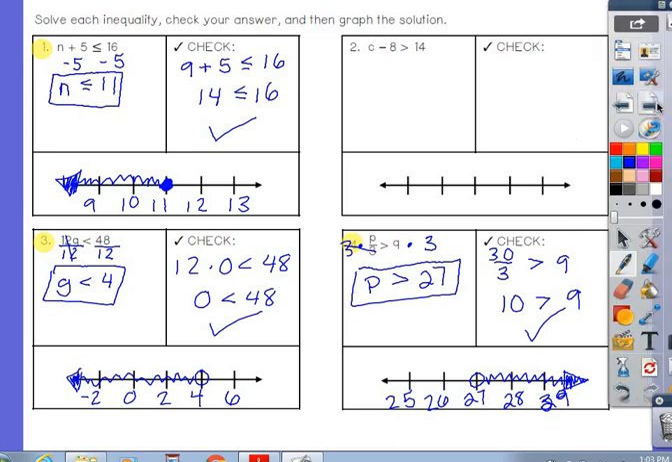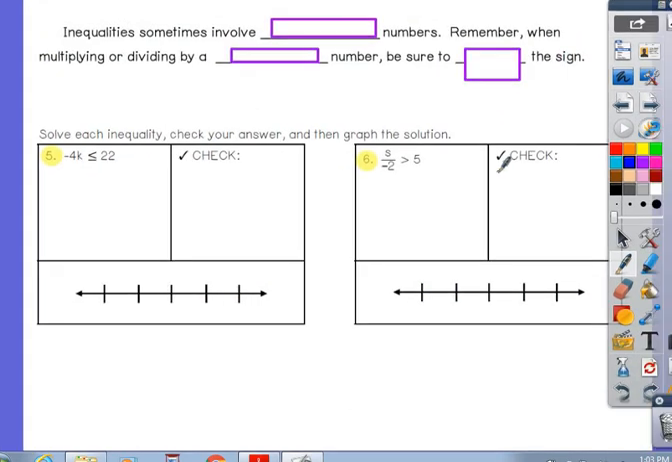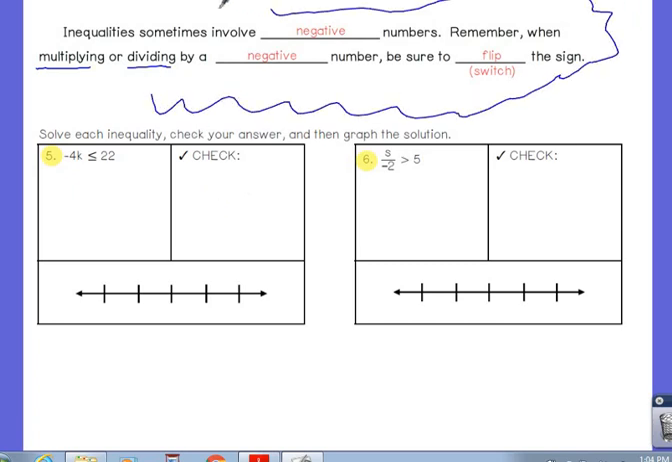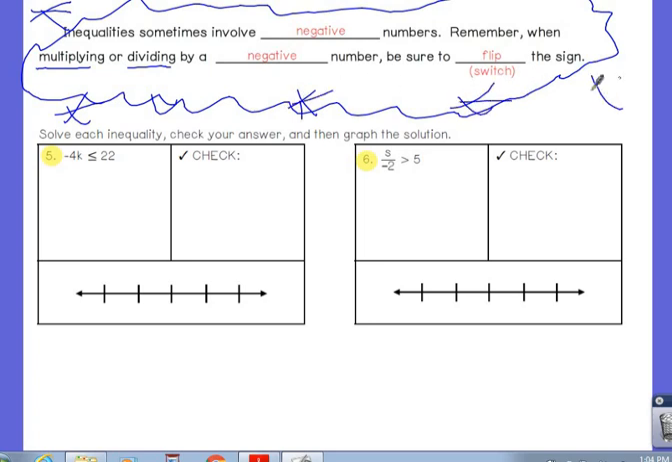Now, adding the little bitty new part. That caused me a bad grade when I was in school. What the heck went on? Okay. Inequalities sometimes involve negative numbers. Remember, when multiplying or dividing by a negative number, be sure to flip or switch the signs. So you have to change the alligator's mouth around. If you multiply or divide by a negative number, I would make squiggles or stars around this sentence, because this is the new part that you must remember. It is important, and guess what? You probably will forget it, so don't forget it.